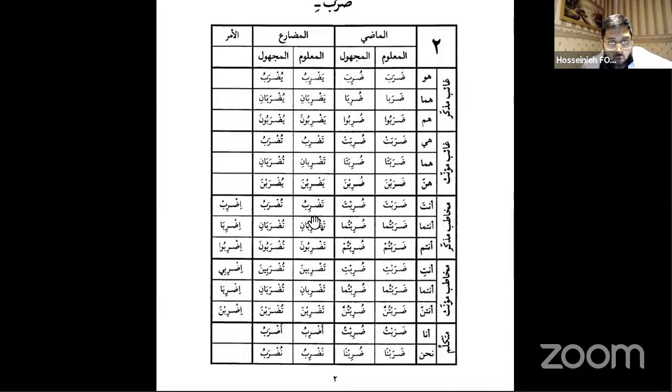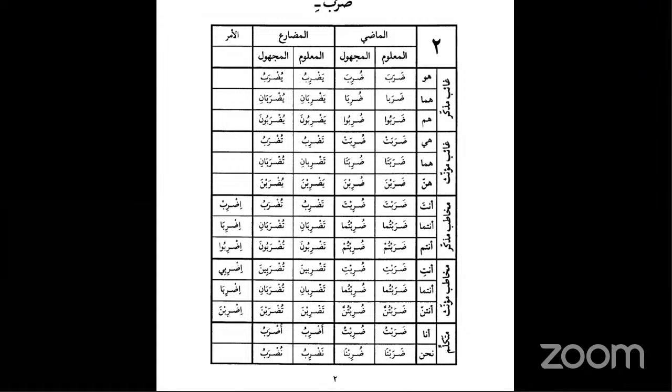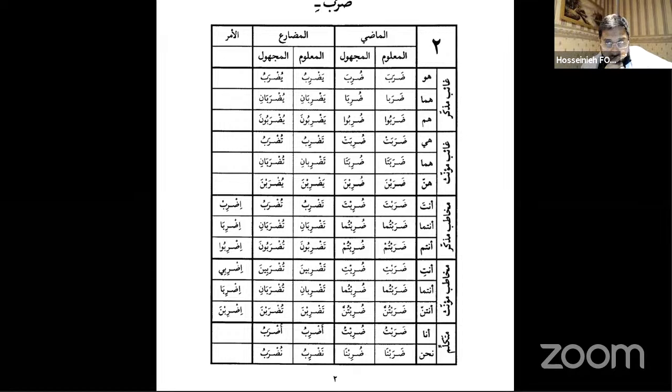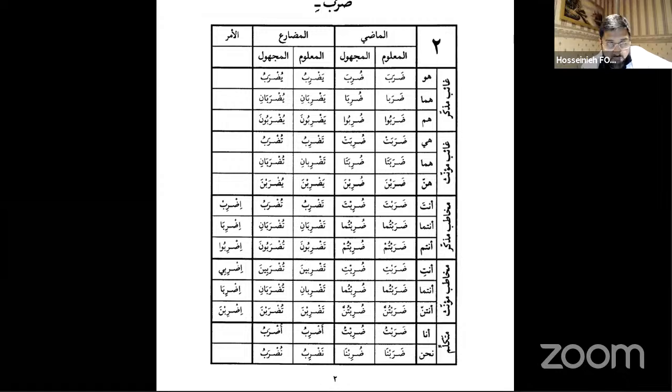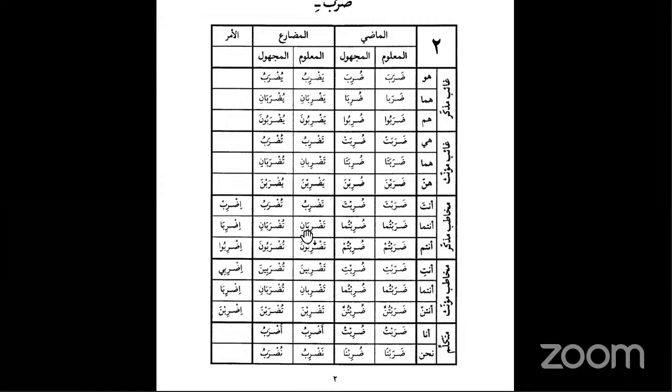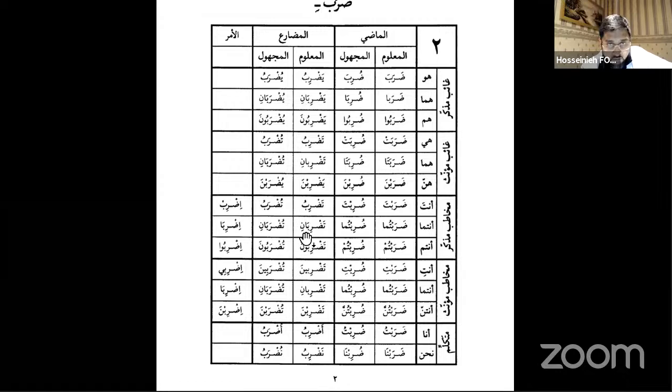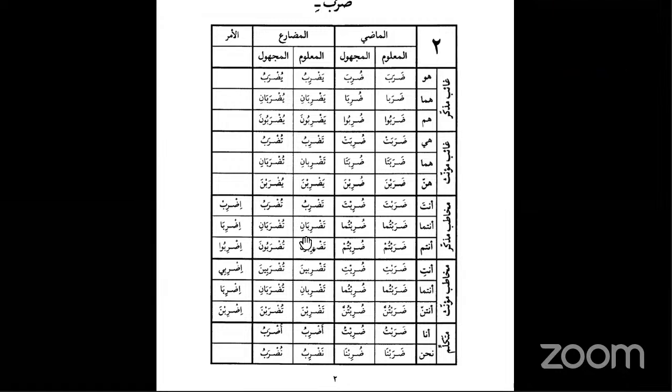Then after that we have tadribu, tadribani, and tadribuna. Sayyid, explain to me in the singular, dual, and plural, what is the actual sign for halatul marfu? For tadribu, the sign of halatul marfu is the dhamma on the ba. For tadribani, the identifier is the noon with the kasra.